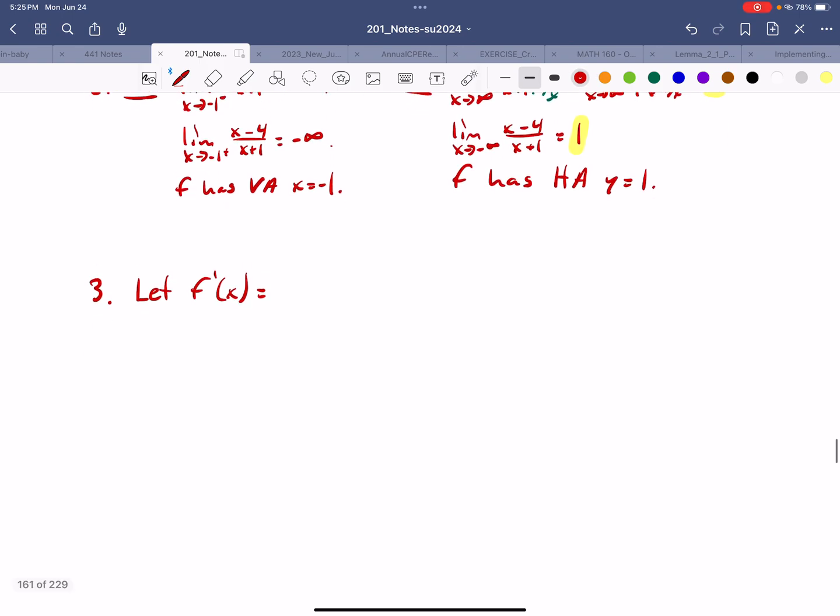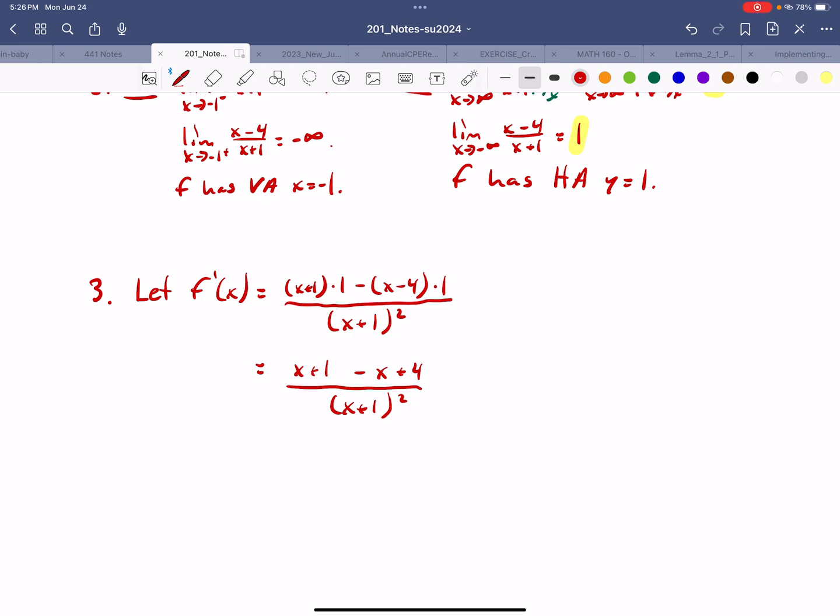Okay. So anyway, let f prime of x, which equals low d high minus high d low all over low squared. We're going to let that equal 0, but first we're going to simplify it. You always want to simplify it, right? So we have (x + 1) minus (x - 4). Be careful of that negative sign. All over (x + 1) quantity squared. Right? And then if we simplify that a little bit more still, we're going to get 5, I believe I'm doing this correctly, 5 over (x + 1) squared. Let that guy equal 0.